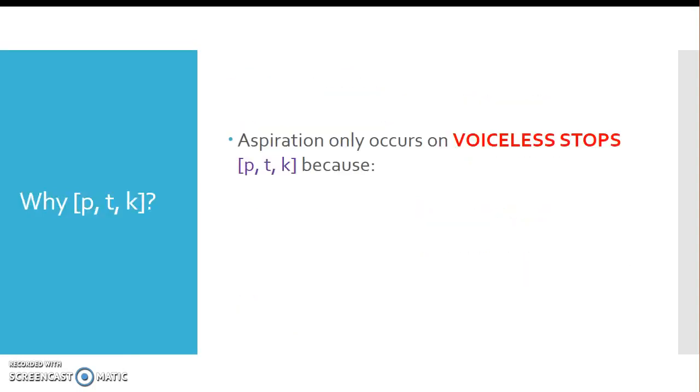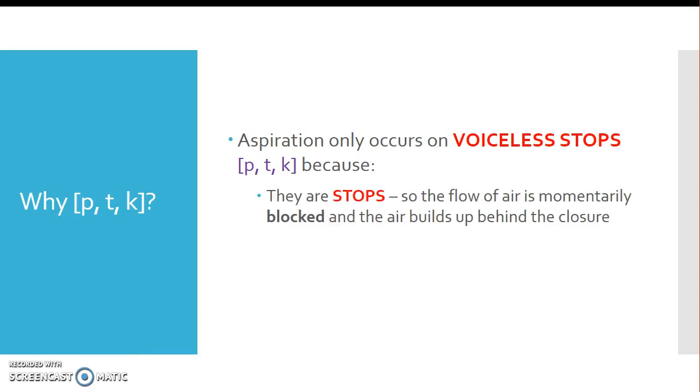So why is it just p, t, k that we do aspiration on? Why is it just these voiceless stops? Well, let's break it down. They are stops. Why on a stop do we get a puff? Well, because stops are sounds where we totally block the flow of air. So as we create a closure in the vocal tract, the air pressure can build up behind the stop. Then when we release the stop, a puff comes out, because we need to block the flow of air in order to get this puff coming.